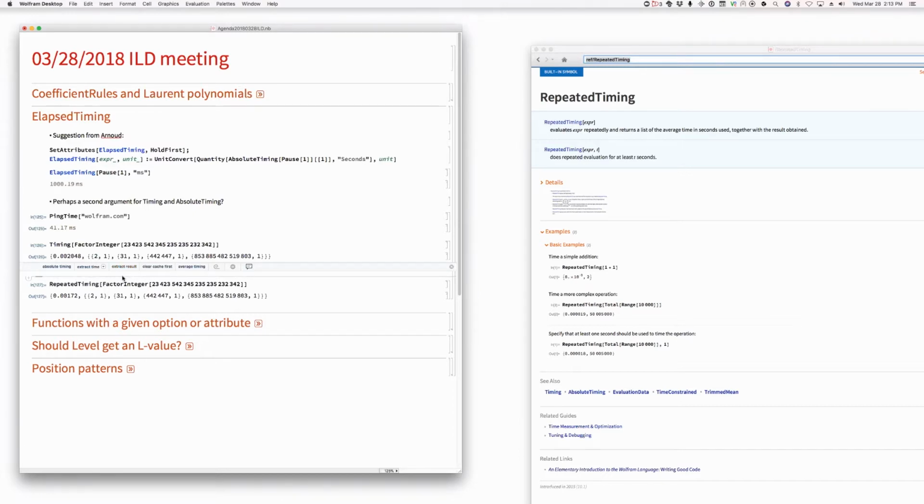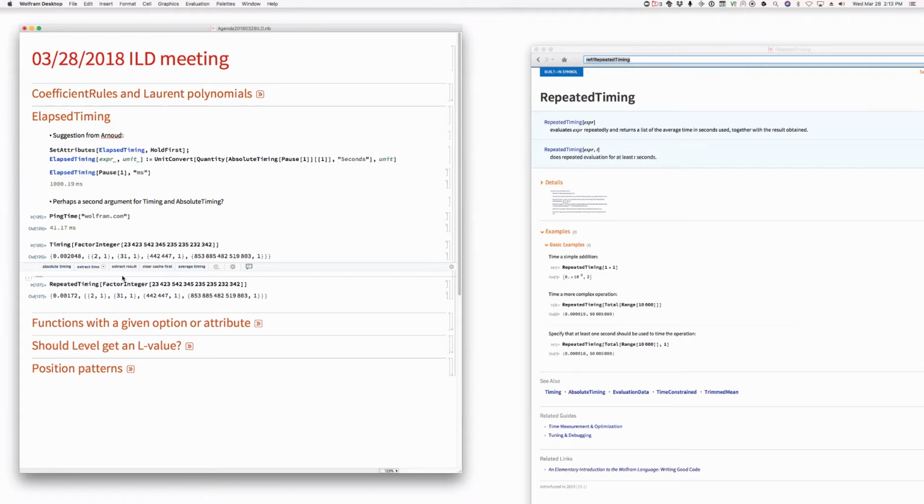One possibility is to simply change these to return quantities. My guess is that's a bad idea. Yes, we could break too many things. But adding a second argument, I think it could be safe. Yeah, but that won't work because repeated timing can't have a second argument. It's already got a timeout argument.